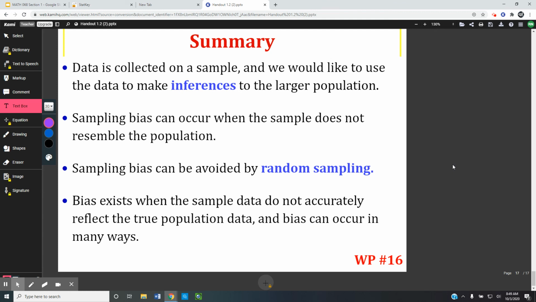Data is collected on a random sample, and we use this data to infer about a larger population. Sampling biases occur when the sample does not resemble the population. Remember, we want a mirror image, but smaller. Sampling bias can be avoided by random sampling, and bias exists when the sample data do not accurately reflect the true population. A bias can occur in many, many ways.